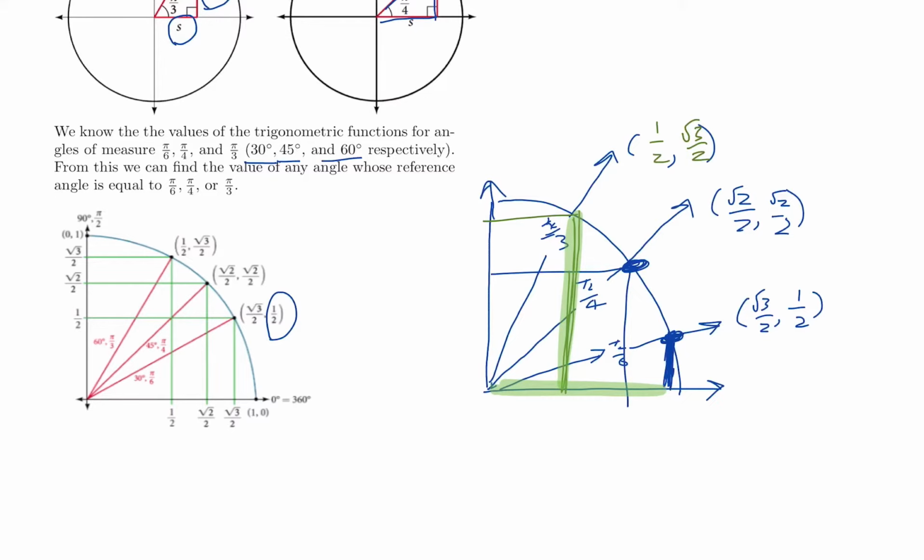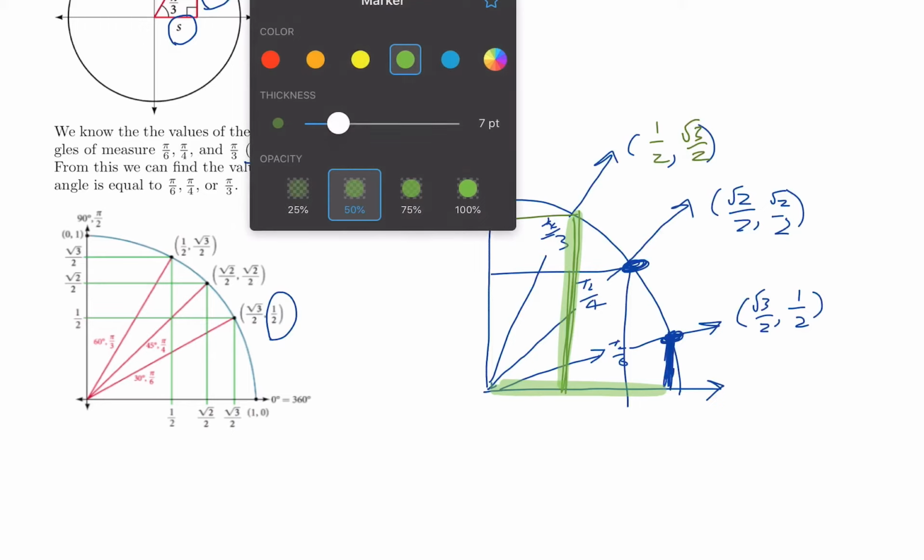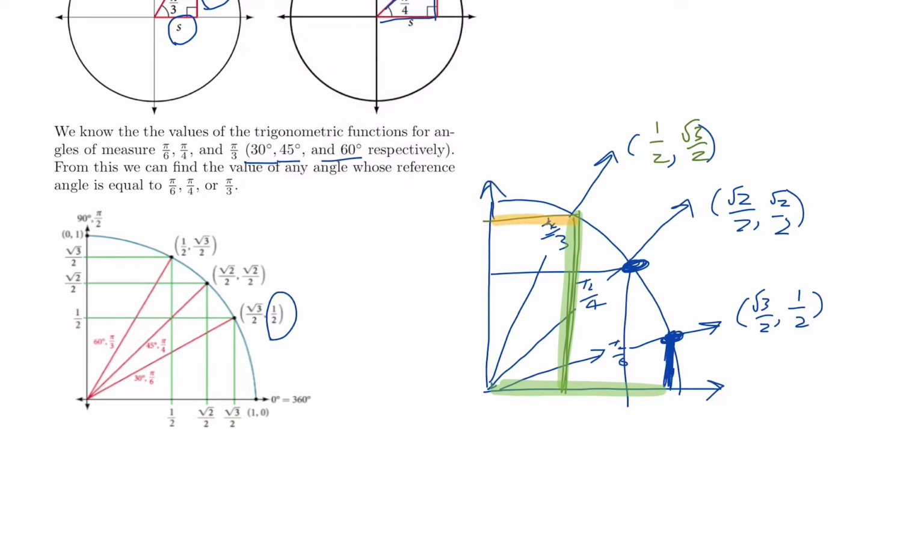So, which is also why this distance right here is the same as this distance. Okay. So then let's look at this right here, these two values right here on the edge.